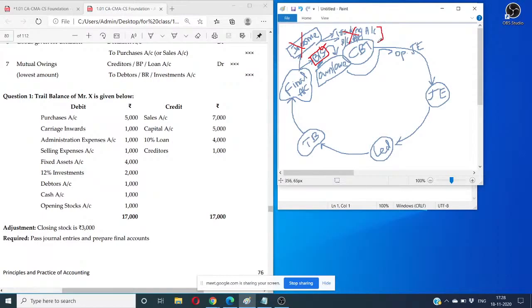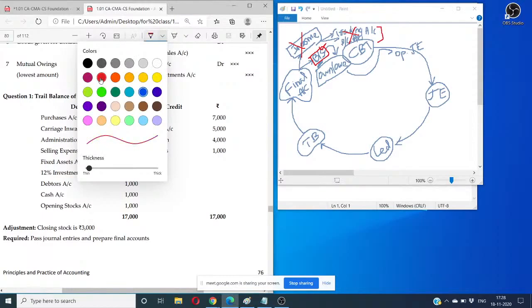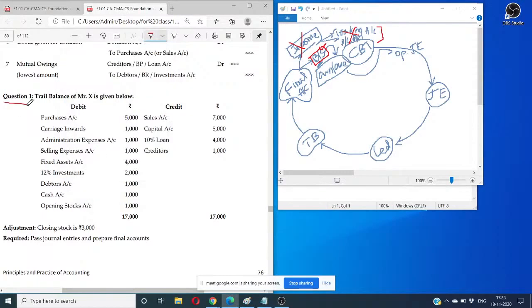Before I go to the trading and P&L account, let me now come here. So here in question number 1, we have been given the trial balance. You are aware of the way of preparing the trial balance. The way of preparation of the trial balance is very simple. You can simply prepare the trial balance, right? So how can you prepare the trial balance? You could have passed the journal entry and prepared the ledger, and the trial balance is prepared.